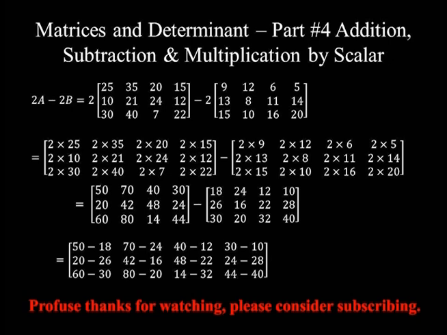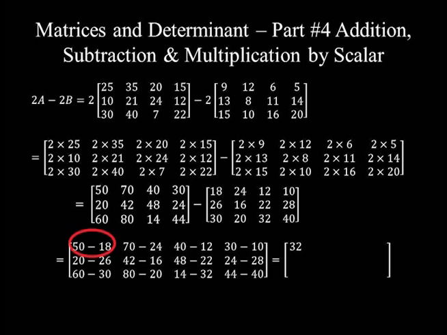Now, what we are left with is just to solve the subtractions. 50 minus 18 is 32, 70 minus 24 is 46, 40 minus 12 is 28, 30 minus 10 is 20, 20 minus 26 is negative 6, 42 minus 16 is 26, 48 minus 22 is 26, 24 minus 28 equal to negative 4, 60 minus 30 equal to 30, 80 minus 20 is 60, 14 minus 32 is negative 18, and 44 minus 40 is 4.